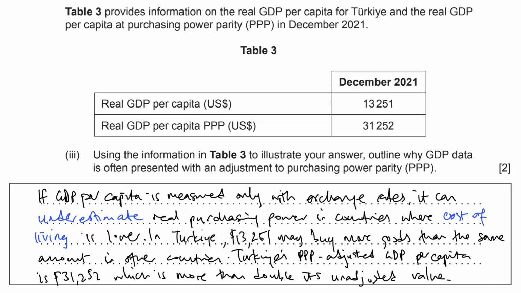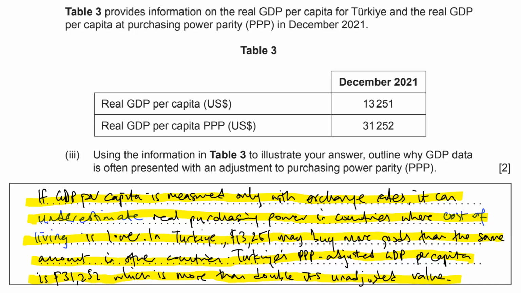So essentially, you need to be as brief as possible because they don't give you a lot of space. So this is what I've said. If GDP per capita is measured only with exchange rates, it can underestimate real purchasing power in countries where the cost of living is lower. In Turkey, $13,251 may buy more goods and services than the same amount in other countries. So Turkey's PPP adjusted GDP per capita is 31,252, which is more than double its unadjusted value.